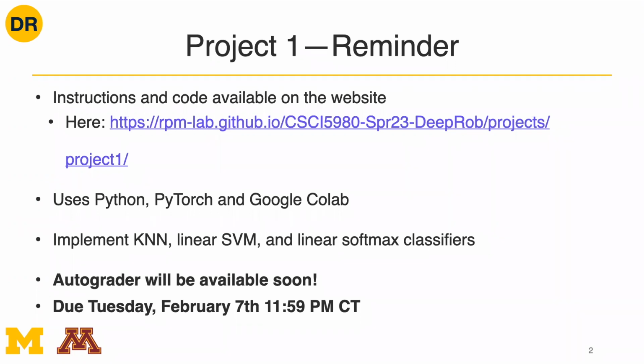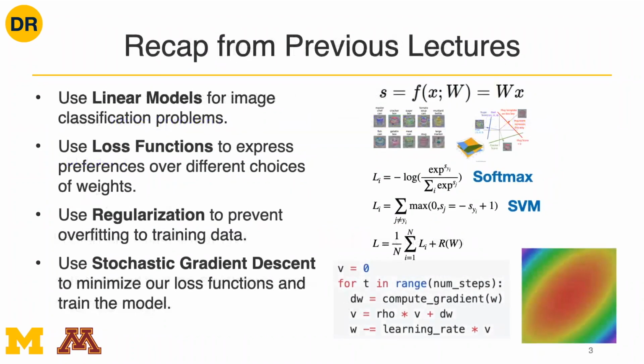Okay. So recapping from previous lectures, we discussed what linear models are. We saw that from 3 different viewpoints: algebraic, visual, and geometric. We talked about loss functions and saw how they prefer different W's. We saw regularization and how it can help you think about test data, not just overfitting on the training data. And we saw in the last lecture optimization routines and stochastic gradient descent in particular.